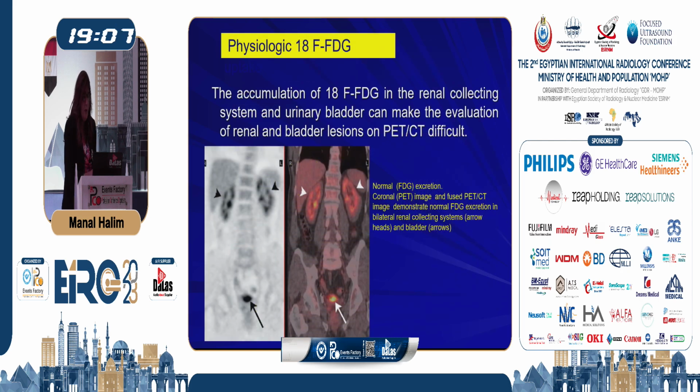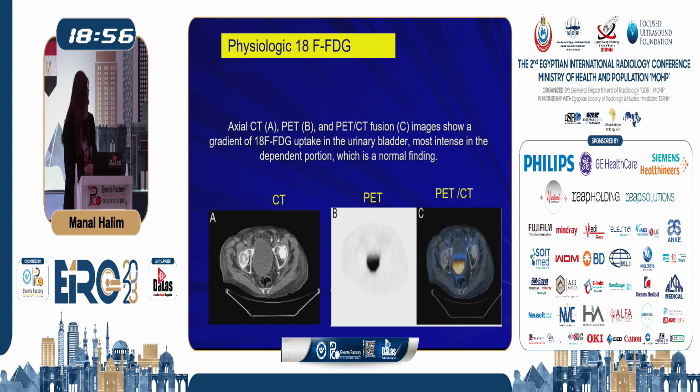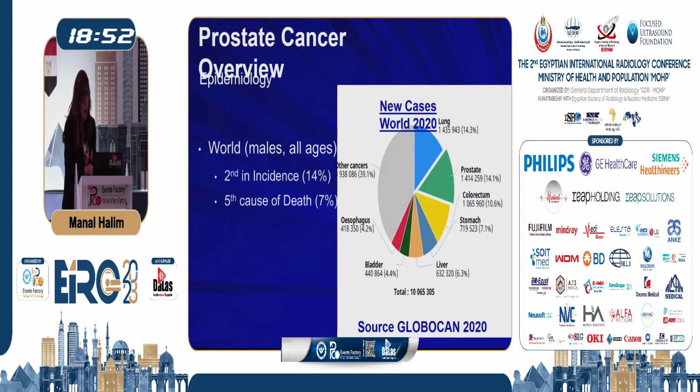Regarding the physiological distribution of 18 fluorodeoxyglucose, it's normally excreted in the collecting system and renal bladder, and that's its appearance on the PET scan. Of course, it's excreted into the urinary bladder, as seen here. And now, an overview of prostate cancer.